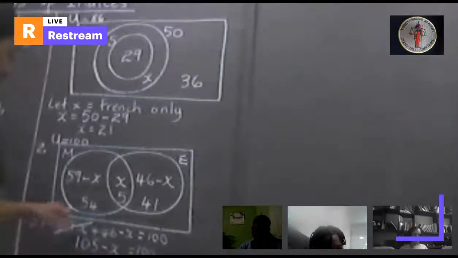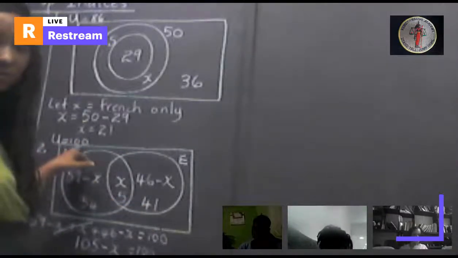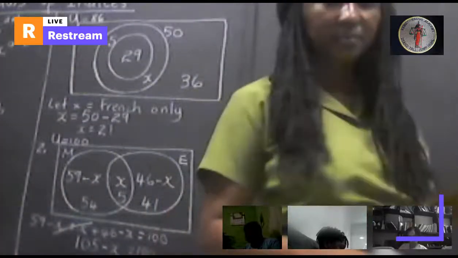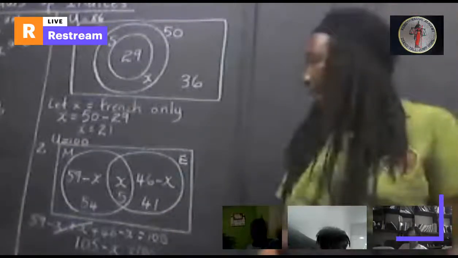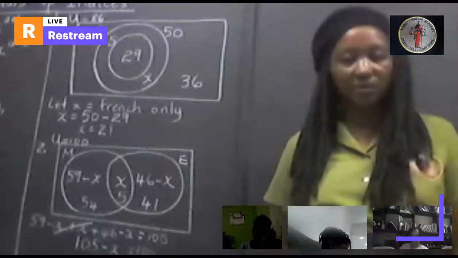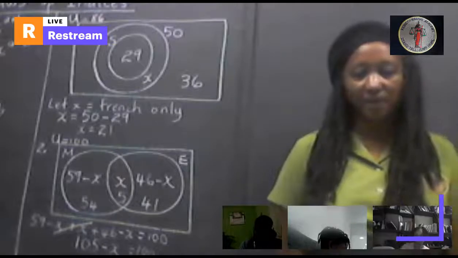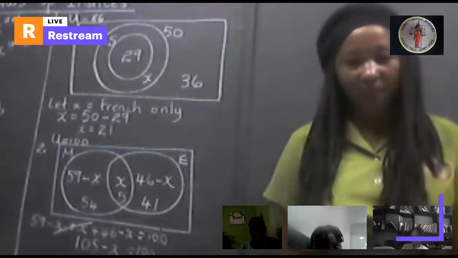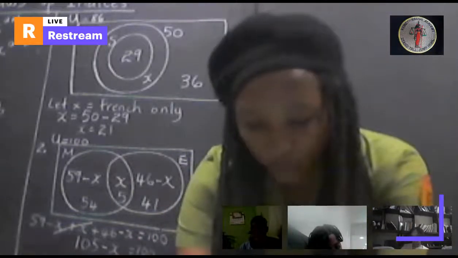So when we add the 54, the 5, and the 41, we get back our 100 for the universal set. Do you see that? Does anyone have any questions so far? No, miss, I'm clear on it. Everybody good?